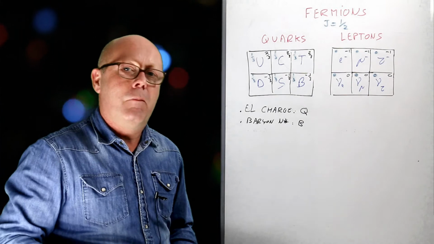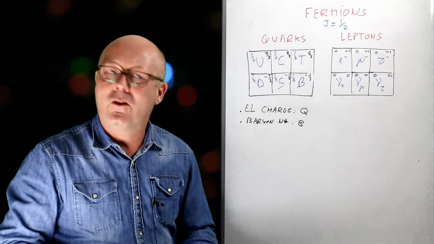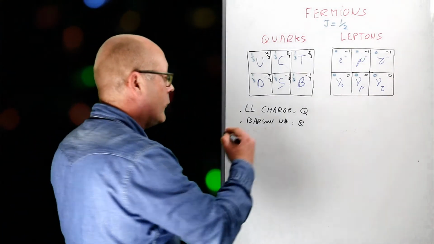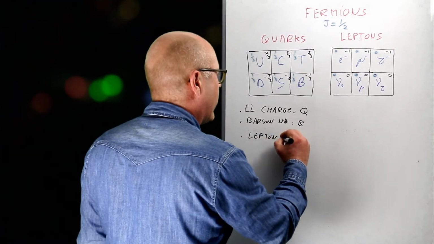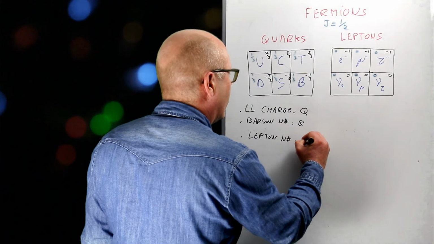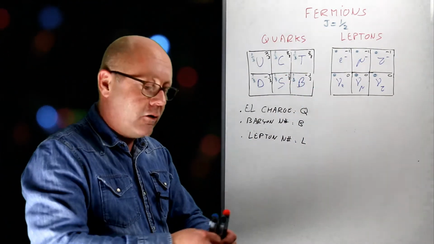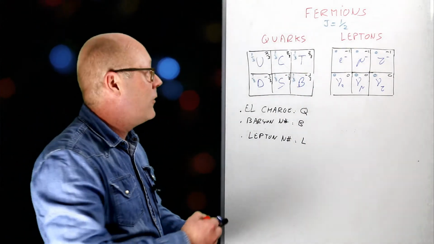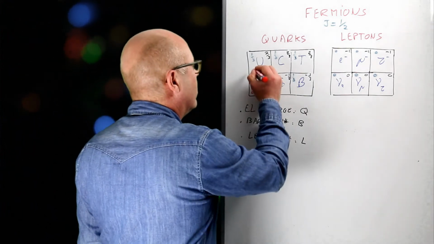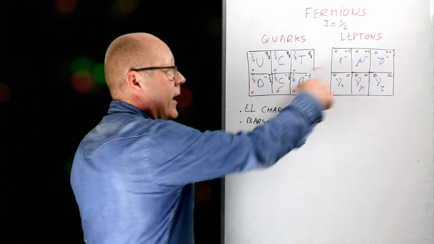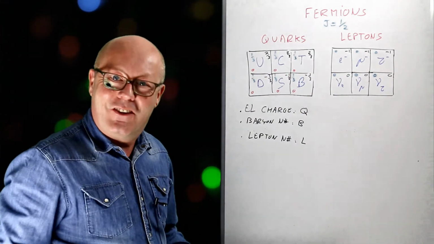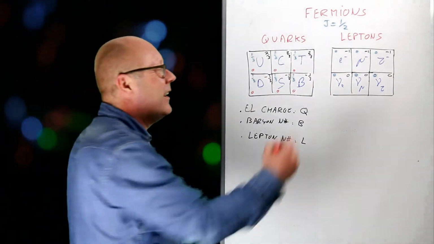Well, if there's a baryon number, you need to be fair. There's also a lepton number. A lepton number just says, is it a lepton or not? So for the quarks, well, quarks are not leptons. Their lepton number is 0. On the other hand, leptons are leptons. Therefore, their lepton number is 1.